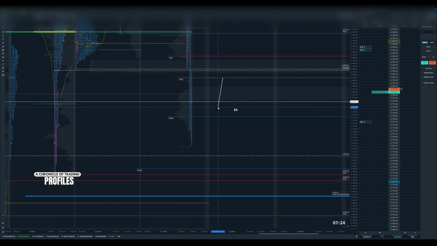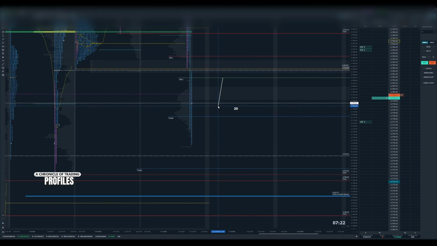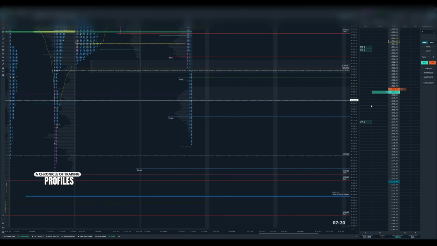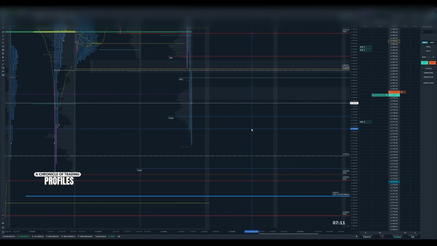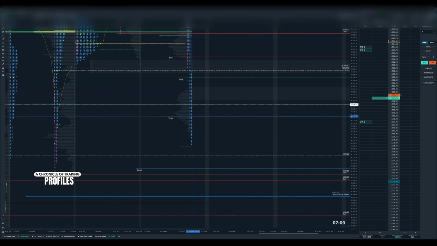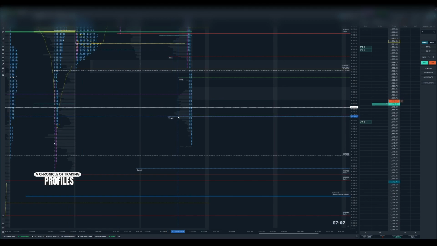I like to go for at least 20 ticks. That would be here at 79.50. So you could put one there. I think we should be good down to our 27.